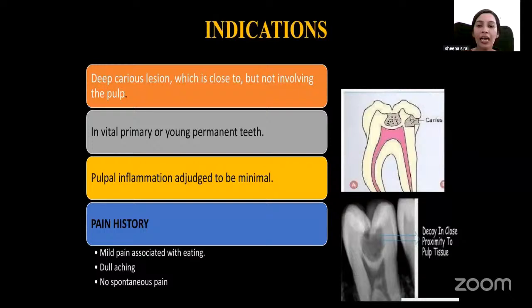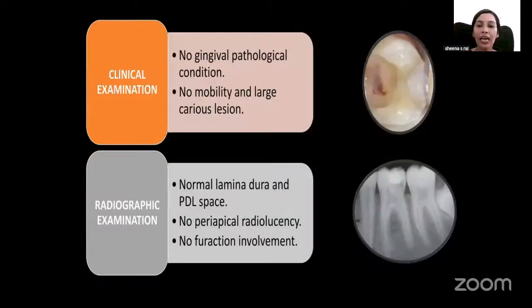Now, in the clinical examination, there should be no gingival or periapical changes, a normal lamina dura, and no focal involvement. All the area should be properly seen.